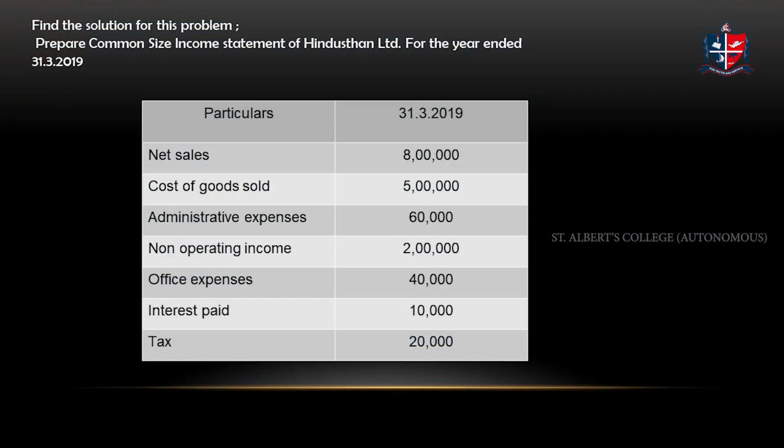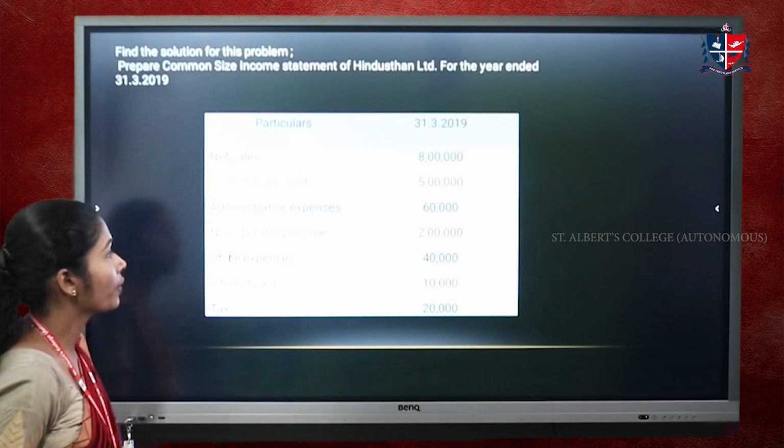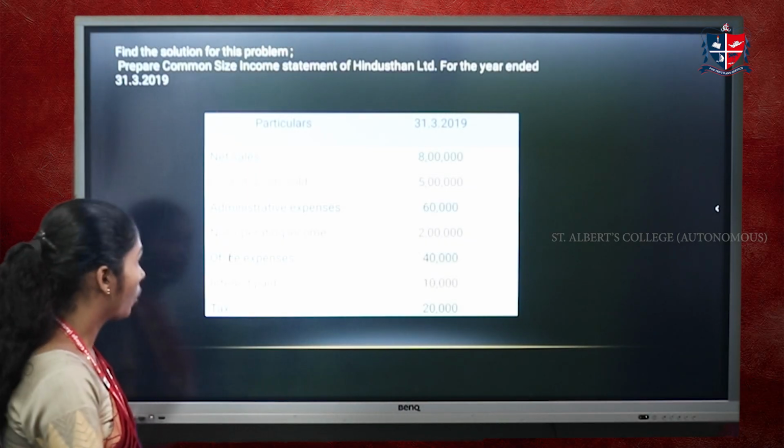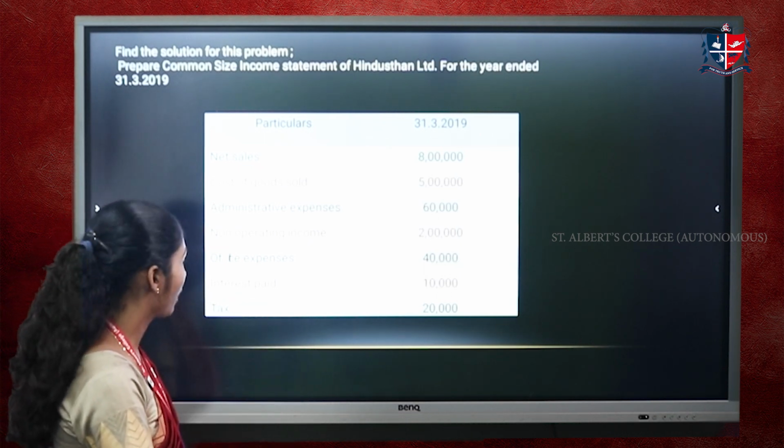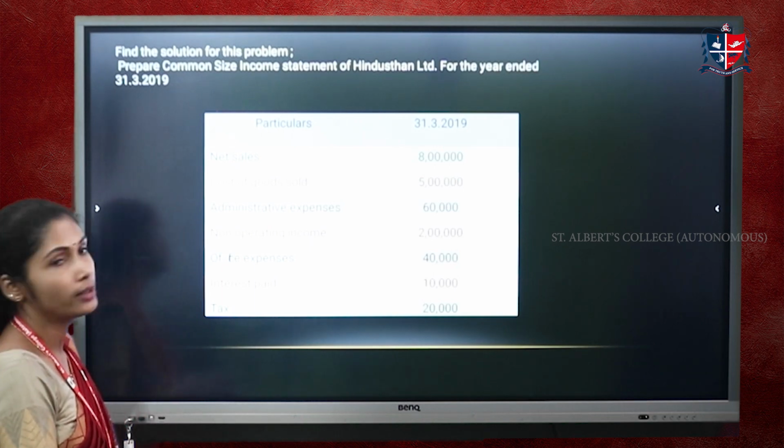Shall we discuss a problem? Find out the solution for this problem. Prepare common size income statement of Hindustan Limited for the year ended 31st March 2019. I'll explain the question. Here, two columns are given, particulars and 31st March 2019. Net sales 8 lakh, cost of goods sold 5 lakh, administrative expenses 60,000, non-operating income 2 lakh, office expenses 40,000, then interest paid 10,000, tax 20,000.